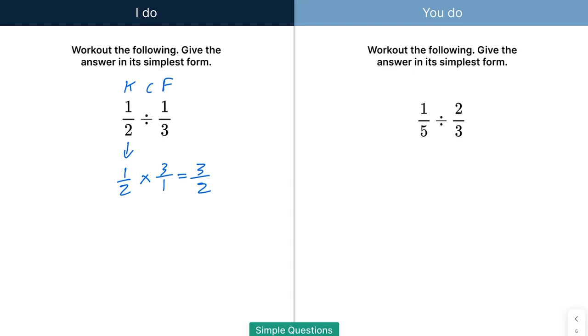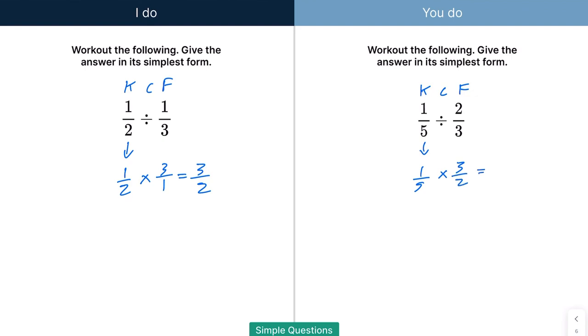So press pause and I've got the example on the right. So hopefully you've had a go at this. So that's KCF, which means the K means we keep this the same. The C means we change the sign. And the F means we flip the final fraction. So if I flip that, that becomes 3 over 2.